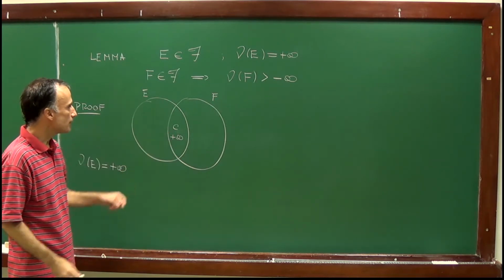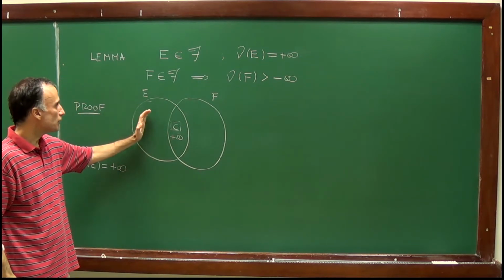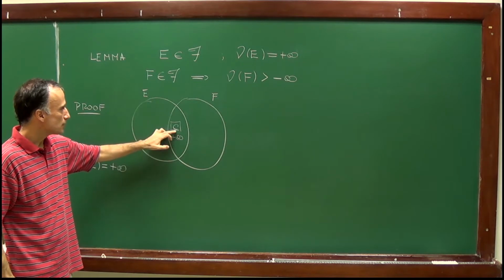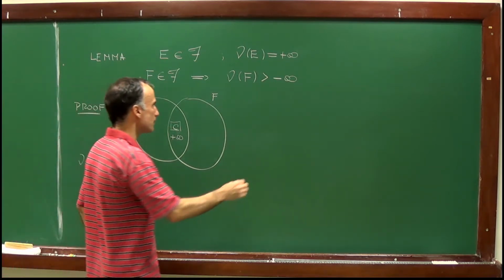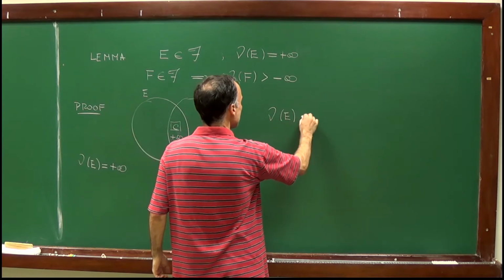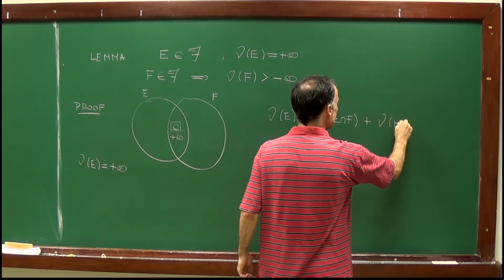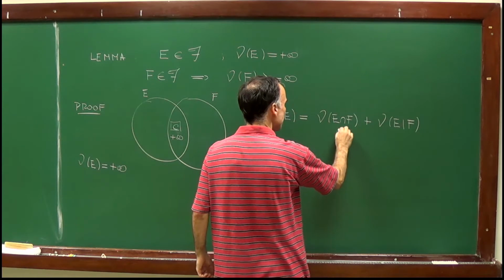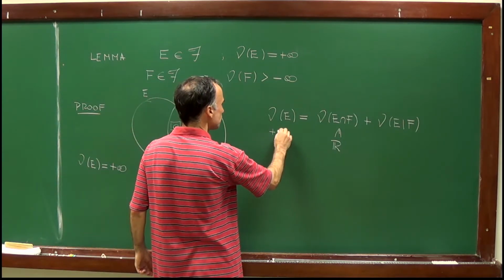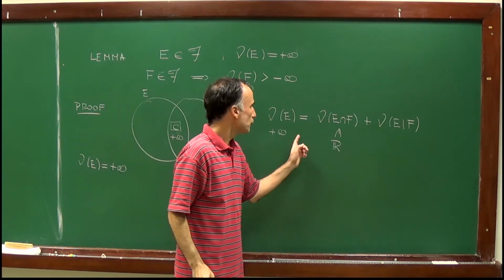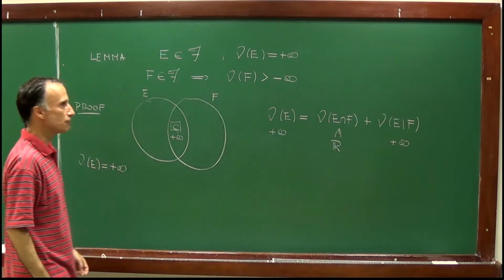So if it takes a real number, we know that nu of E is equal to nu of E intersection F plus nu of E minus F. So if this value is a real number, which I'm assuming here, since nu of E is equal to plus infinity, for this identity to hold, we need the measure of E minus F to be plus infinity.